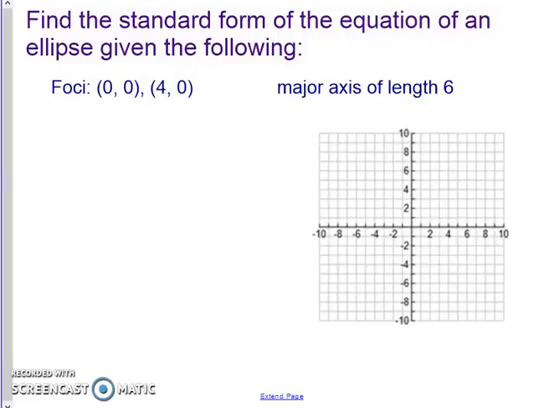Let's go ahead and go through this problem here. We want to find the standard form of the equation of an ellipse given the foci (0, 0) and (4, 0), and the length of the major axis is 6. So let's go ahead and graph this so we can get a visual again of whether it stretches vertically or stretches horizontally. So I'm going to go ahead and graph the foci.